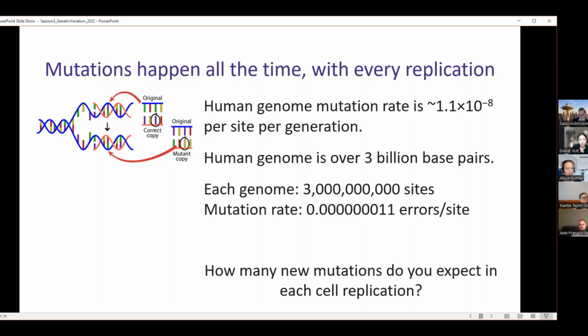But the human genome is over 3 billion base pairs. So the first activity for this session is to calculate how many mutations we expect to see every time a cell is copied. If we have a mutation rate that is 0.00000001, but we have 3 billion base pairs, I want you to calculate that quickly and answer in this Zoom poll.